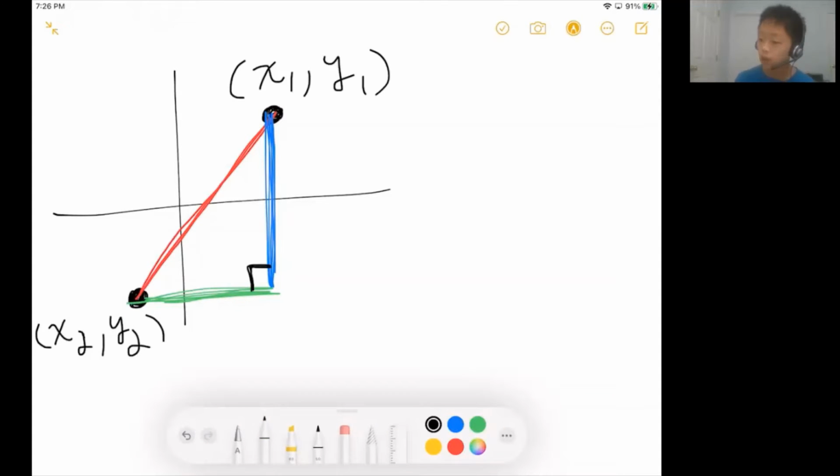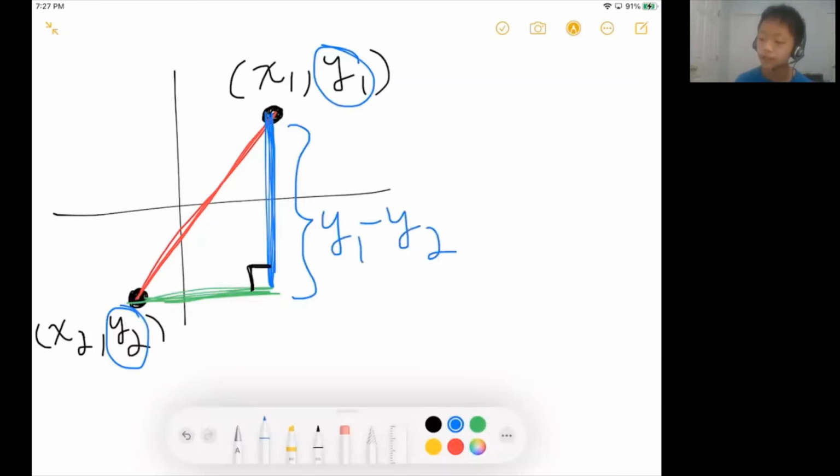perpendicular to each other. So this blue length here, we know that the first point has a coordinate of y1, and the second point has a coordinate of y2. So the length of the blue distance is just going to be the difference between the y coordinates, so it's just going to be y1 minus y2. Now for the x coordinates, we know that the first point has an x coordinate of x1, and the second point has an x coordinate of x2. So this green distance, the difference between the x coordinates, is going to be x1 minus x2.